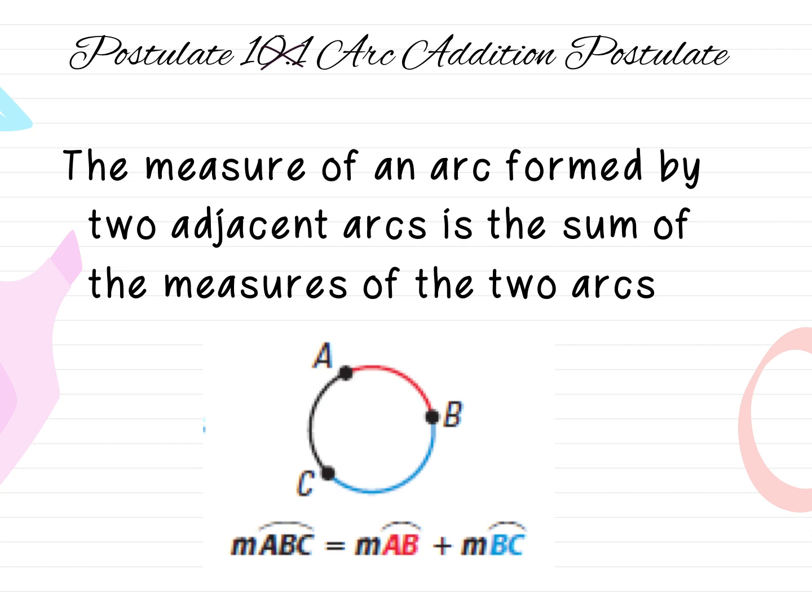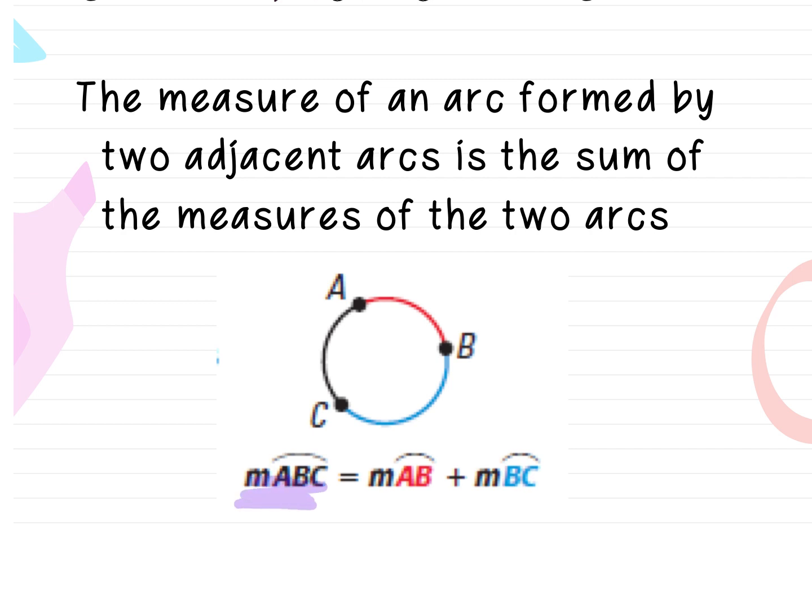So if I wanted to find the measurement of arc ABC, and I go in order, all I would need to do is take the arc AB, that little arc, and add it to the other arc that it's adjacent to, BC, and that would give me the whole measure for arc ABC.